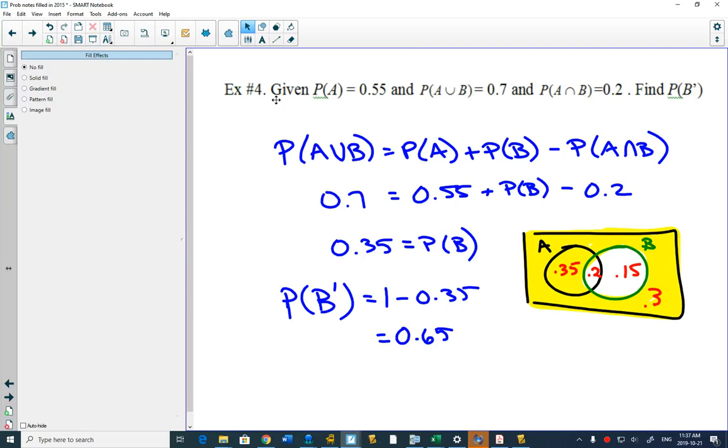If you have to answer a bunch of questions, usually the Venn diagram is the best, because you can get a lot of information from it quickly and easily. Sometimes you have to go to your formulas.